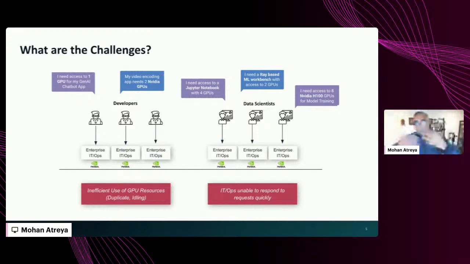The folks on the top, folks like you and me, who need access to GPUs, and not just GPUs, but sometimes also things like compute, things like storage, things like high-end memory, things like access to data. We just don't get it when we need it, right? And there's always this tension between folks like us and in many cases IT. So how do we solve this?